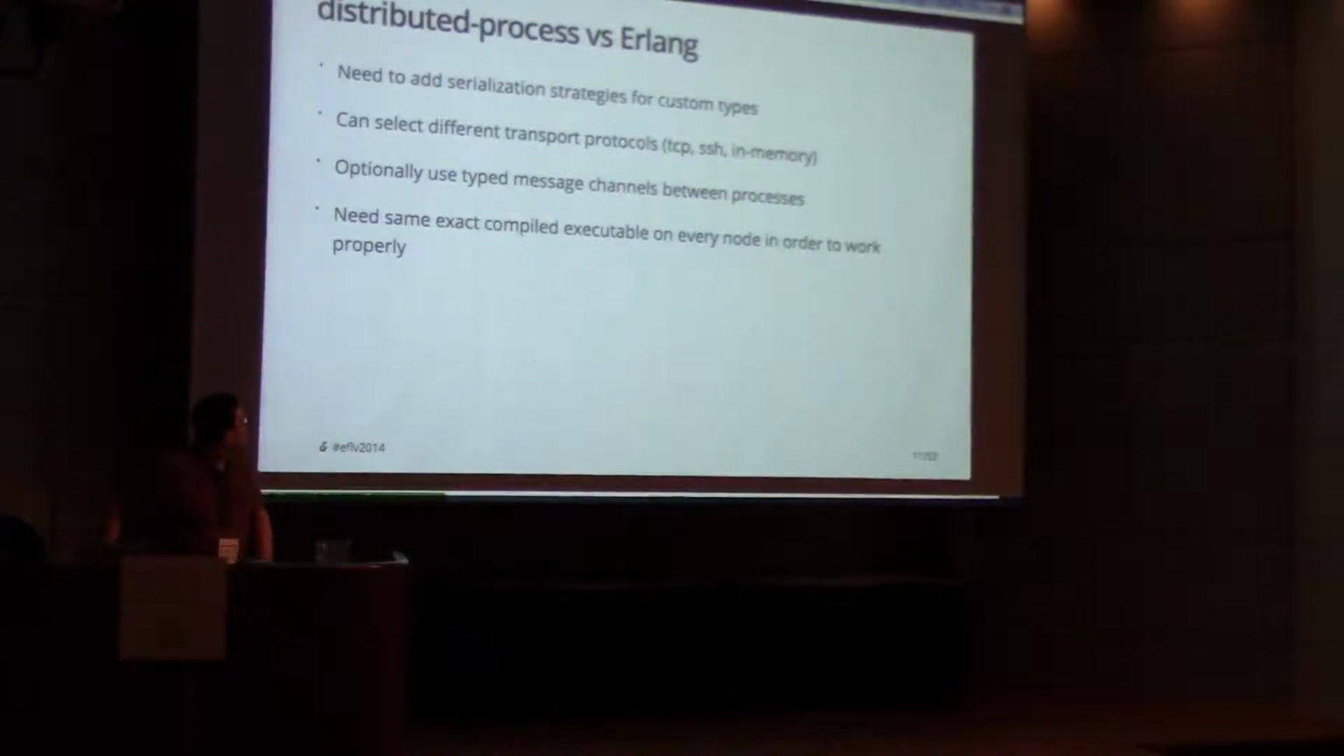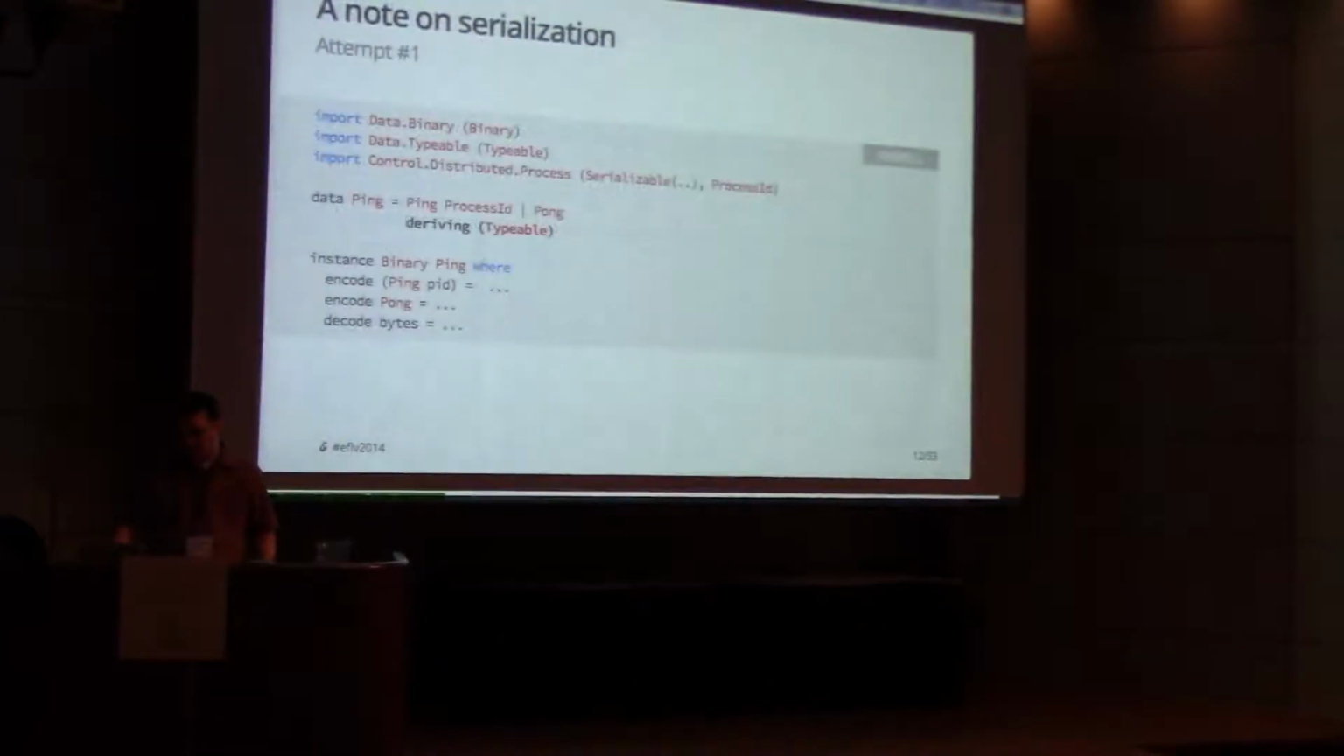Okay. So yeah, those are the limitations. Now, node serialization. Imagine we have this record here, Ping Pong, and we want to be able to send it over the wire to different actors. You will first have to derive this thing called Typeable, which allows you to have some sort of type information at runtime. And can you hear me? Secondly, you have to implement the Binary type class that allows you to serialize and deserialize.